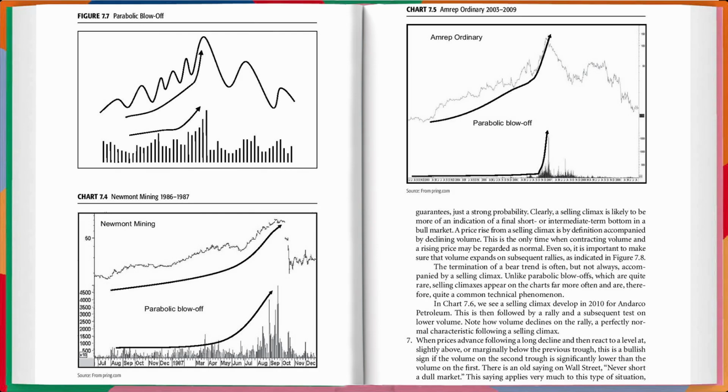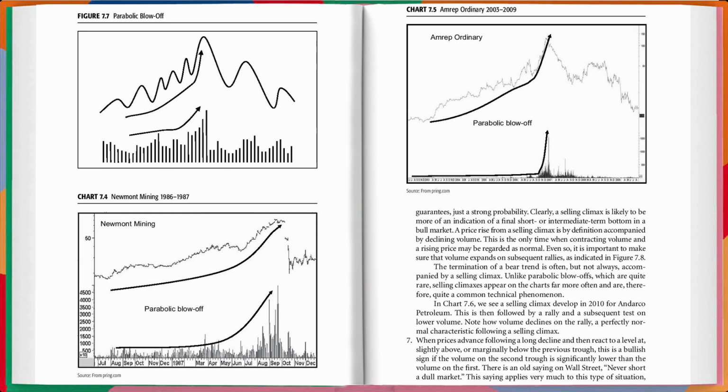Clearly, a selling climax is likely to be more of an indication of a final short or intermediate term bottom in a bull market. A price rise from a selling climax is by definition accompanied by declining volume. This is the only time when contracting volume and a rising price may be regarded as normal. Even so, it is important to make sure that volume expands on subsequent rallies, as indicated in Figure 7.8. The termination of a bear trend is often, but not always, accompanied by a selling climax.